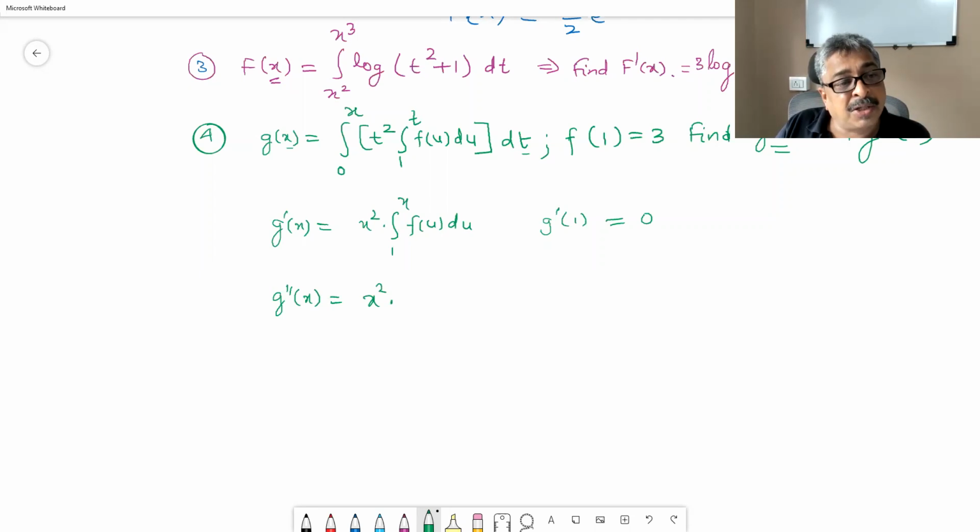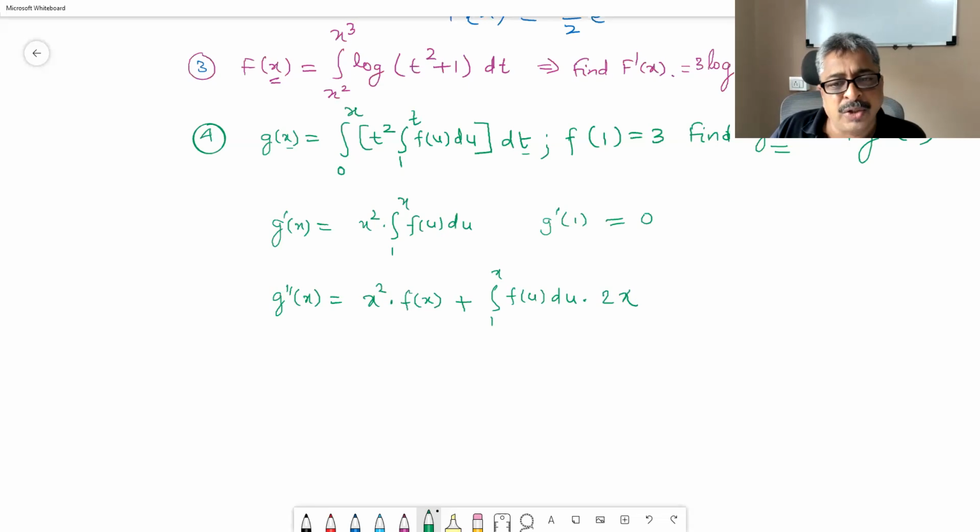First term, the partial derivative term, is 0. Second term, derivative of x is 1. Put x wherever you have u. Therefore, it is f of x. That is our first term, plus the integral from 1 to x of f of u du into the derivative of x square, which is 2x, right?